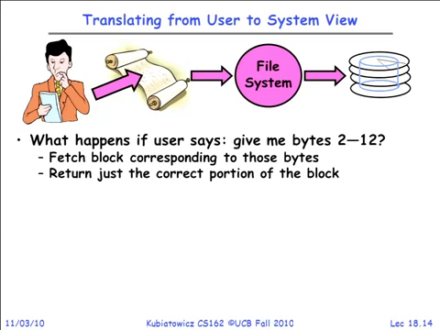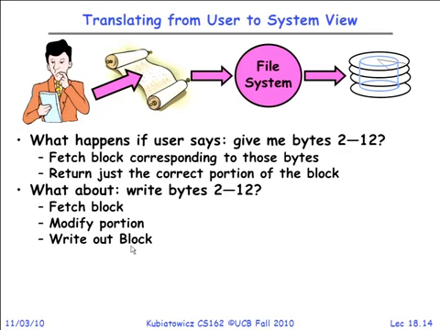Okay? Now, what if they say to write bytes 2 to 12? Notice that's actually more complicated, because you have to fetch the block, modify the right portion of the block, and then write out the block. Why is that? Because we only wrote bytes 2 to 12, so there's a whole bunch of the block that didn't change.